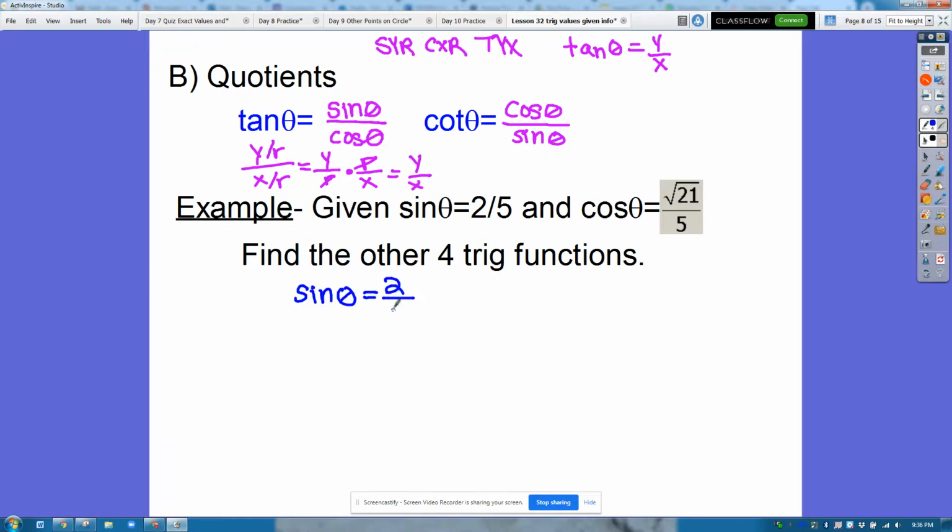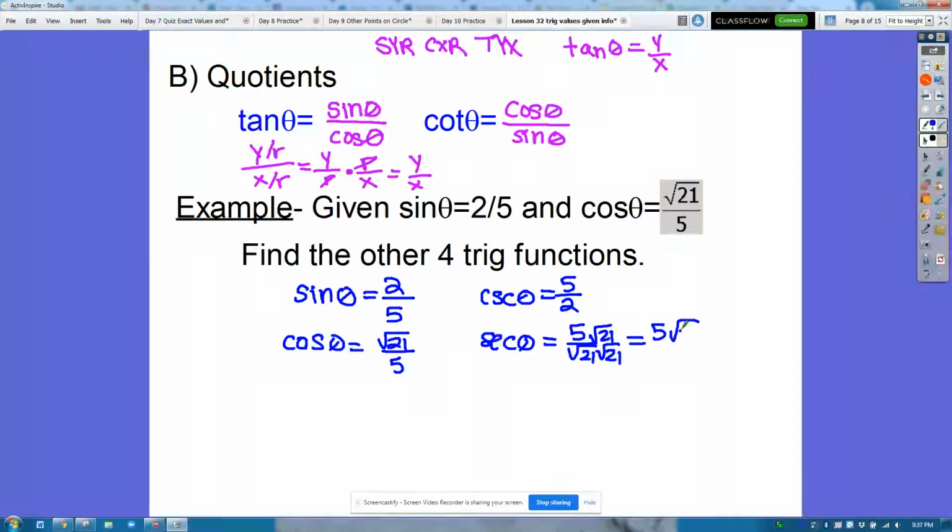So we have sine is 2/5. Cosine is root 21/5. All right, that means that cosecant, we can flip sine over, right? 1 over sine, so it is 5/2. Secant, reciprocal of cosine, flip it over, 5 over root 21. We rationalize every time there is a radical in the denominator. So 5 root 21 over 21.